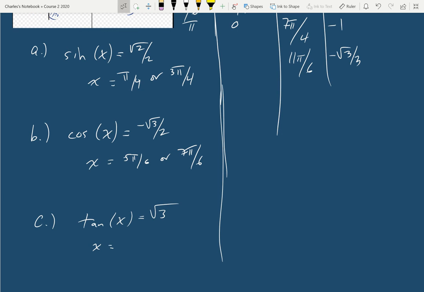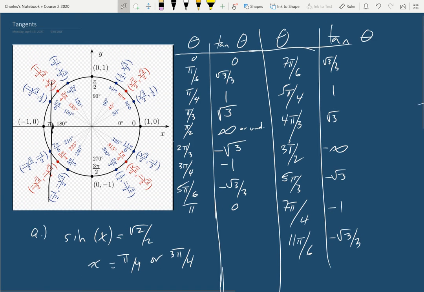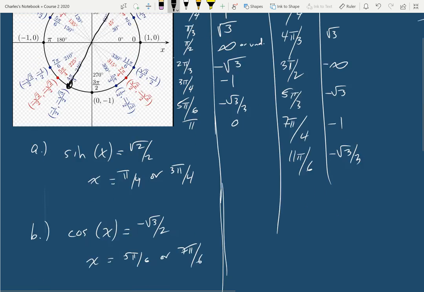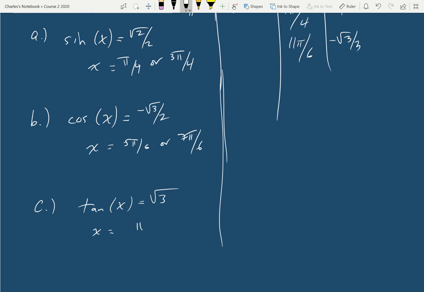If I'm thinking tangent of x is root 3, I know that tangent of x is root 3 at pi over 3. Well, with tangent, to get the other one, you want to go across the circle, like a 180-degree rotation. So it would be pi over 3 or 4 pi over 3.